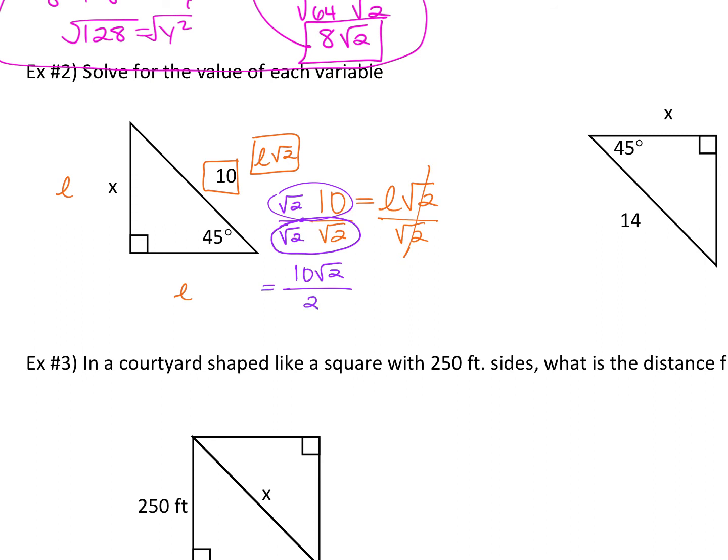Okay, keep going. That simplifies to, what's 10 rad 2 divided by 2? 5 rad 2. Okay, and that is an acceptable answer because there's no radical in the denominator anymore. So your L, or in this case X, is 5 rad 2. Now here's what I want you to see. We started with a 10 as our L rad 2 side. When we solved for the leg, it became 5 rad 2. Okay, just note that.